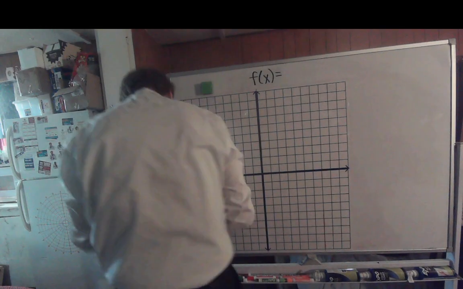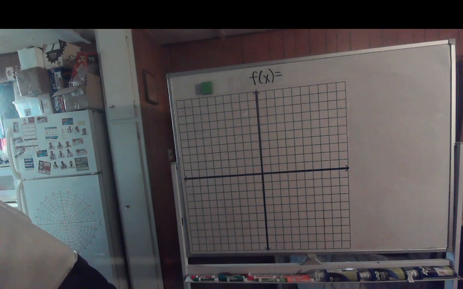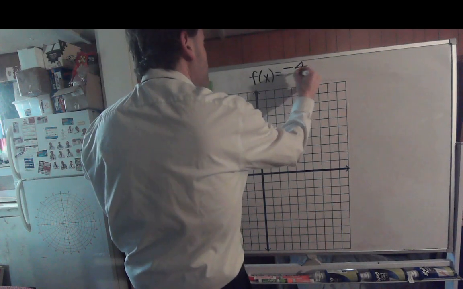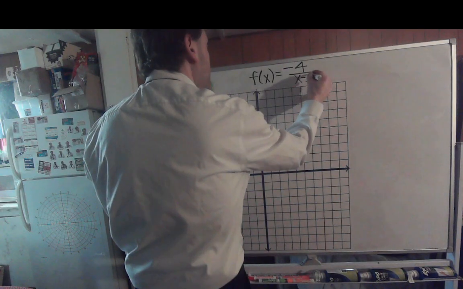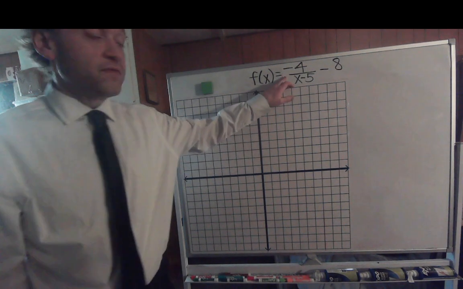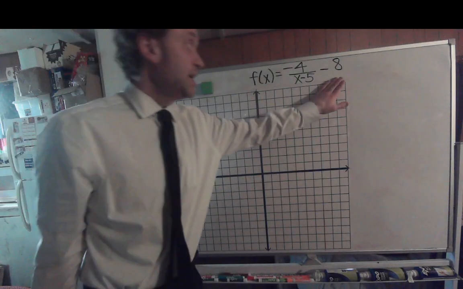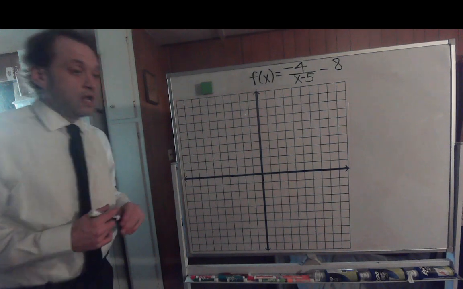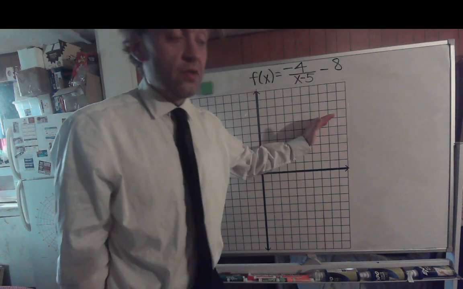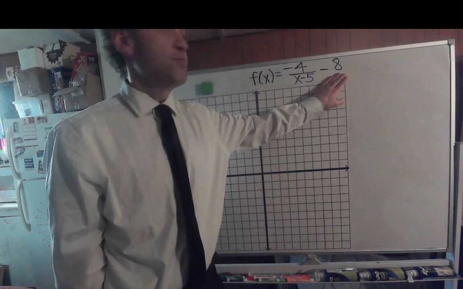All right. How about, let's see, f of x equals negative 4 over x minus 5, all that minus 8. So f of x equals negative 4 divided by x minus 5, all that minus 8. So what's really going on here? That x minus 5 in the denominator means everything's shifting to the right 5 units, and then that minus 8 to the side of the fraction means we're shifting everything downward 8 units.